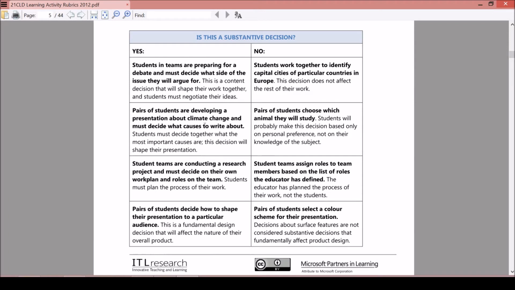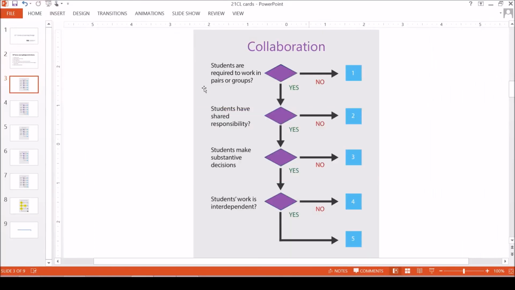And notice here, the educator has planned the process of the work, not the students. The students haven't chosen what they're going to study. That was chosen by the teacher. The students really aren't making a lot of decisions in this lesson. So if we pop in here to the rubric, I'm going to say that no, students don't make substantive decisions together. So we're going to decide that this is a 3. So if you're writing this down or trying to score this, we start with collaboration, and we're going to score that as a 3. And then we move on to the next one.